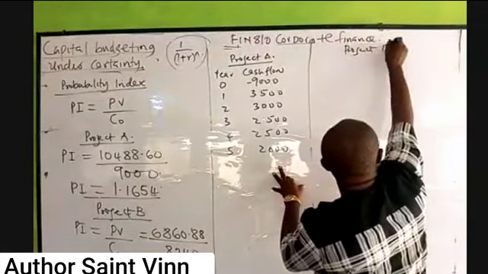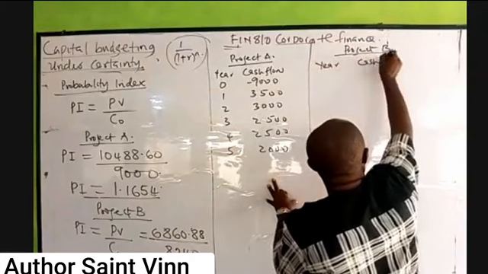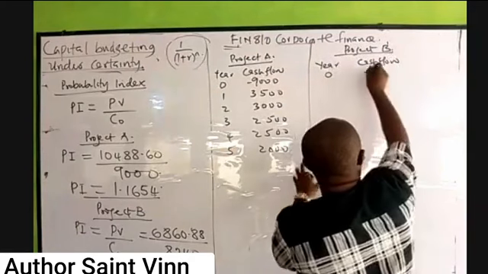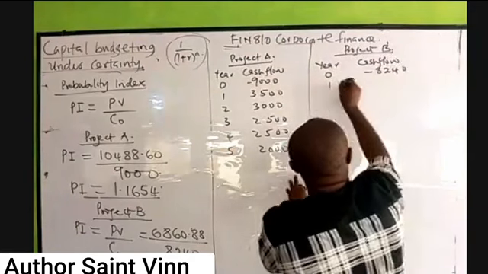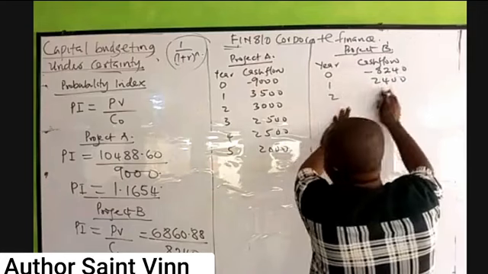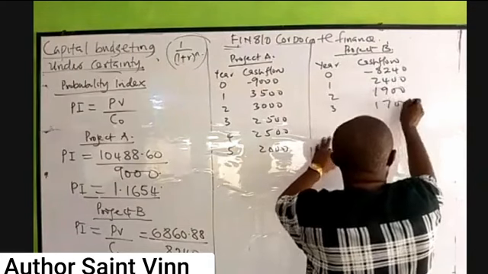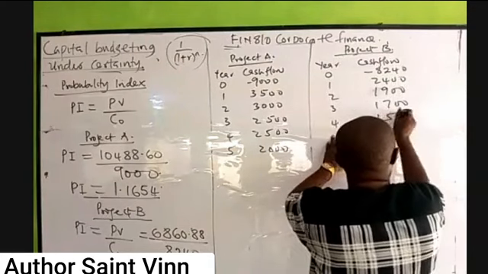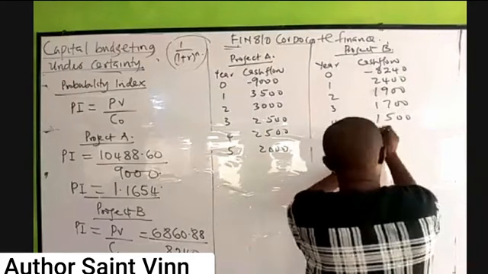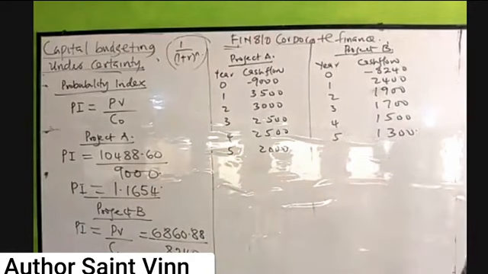Project what? We have 0, 1, 2, 3, 4, and 5. Now, I don't want us to go back to our note again so that somebody will not mix things together.